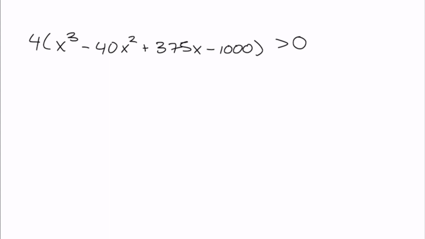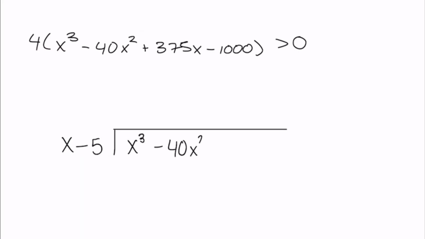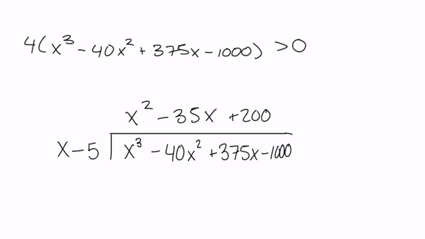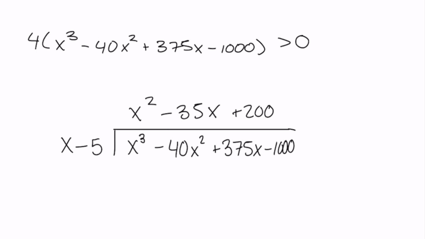So what we're going to do is x minus 5 goes into x cubed minus 40x squared plus 375x minus 1000. You shouldn't get any remainder, and you're going to find the answer to be x squared minus 35x plus 200.